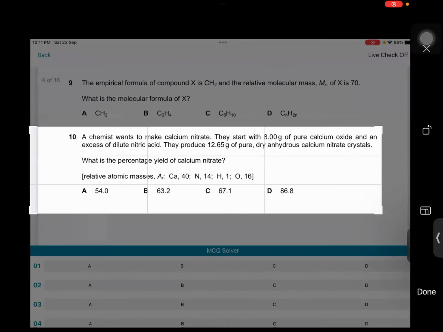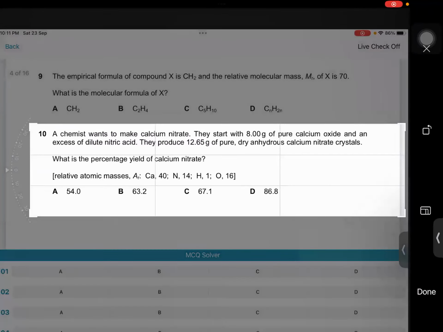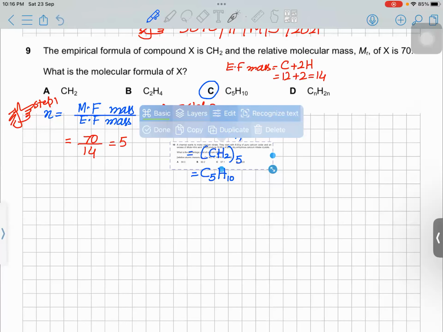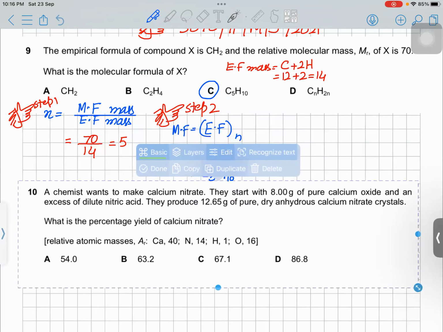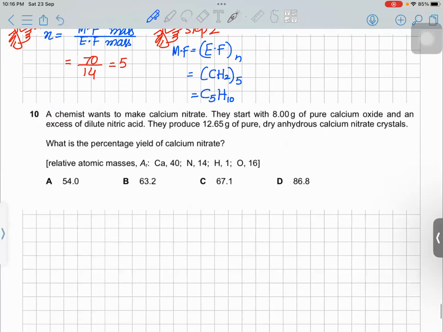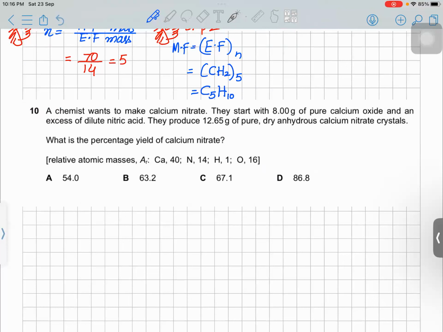Now question number 10. A chemist wants to make calcium nitrate. They start with 8 gram of pure calcium oxide and an excess of dilute nitric acid. They produce 12.65 gram of pure dry anhydrous calcium nitrate crystals. What is the percentage yield?